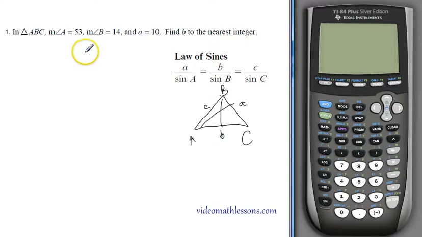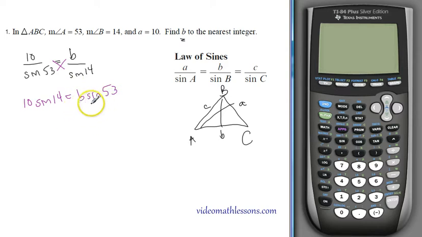It says angle A is 53, angle B is 14. So we've got A's and B's. Side A is 10, find side B. So it's going to be just this first part here. So we're going to set it up. It's written right here. So it's going to be 10 over sine 53 equals B, whatever that is, over sine 14. Now, this is nice because fraction equals fraction, so it's just a cross multiply. So it's 10 sine 14 equals B sine 53.